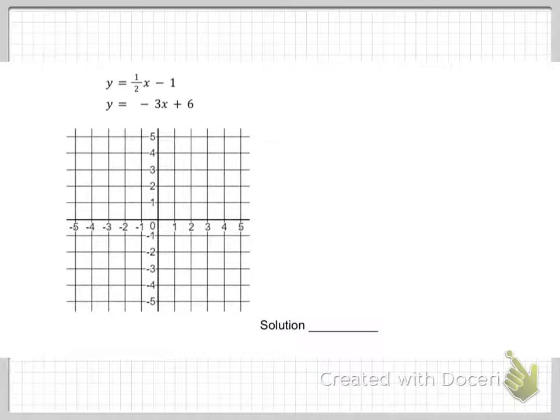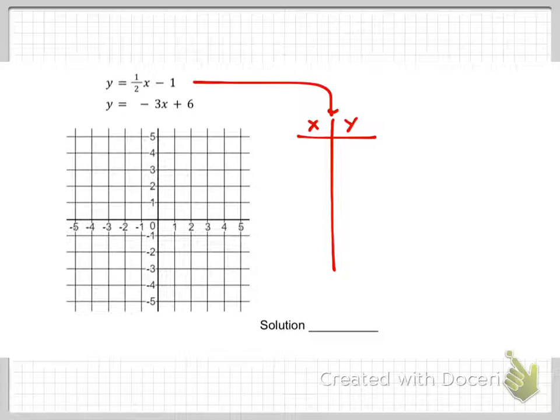Let's try a few other problems here. So one thing I said was make your table and plug in 0. When you plug in 0 here, I won't always write this out. I'll write it a few more times, but I expect you guys to be able to do that math on your own. 1/2 times 0 is 0, minus 1 gives us -1. So let's plot the point 0, -1.